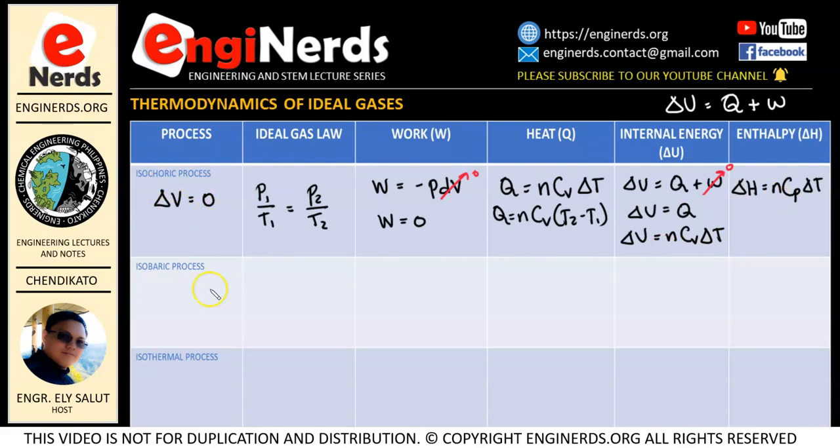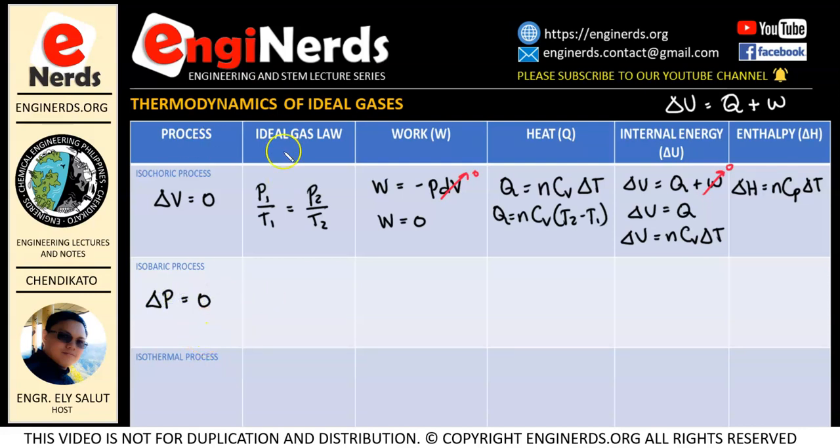Okay, so now we are going to fill this space for the isobaric process. Now, what do we mean by isobaric process? So in an isobaric process, that means we are operating a process at constant pressure. So that means our delta P, or the change in pressure, is equal to 0.